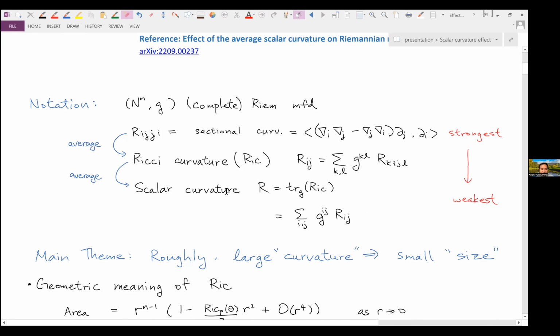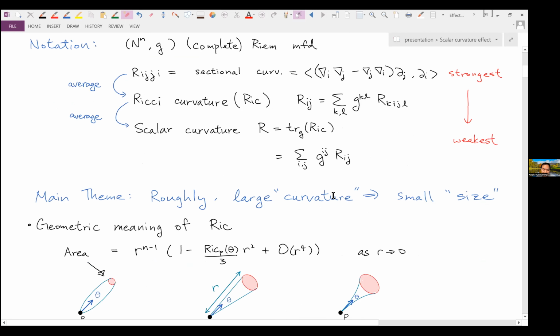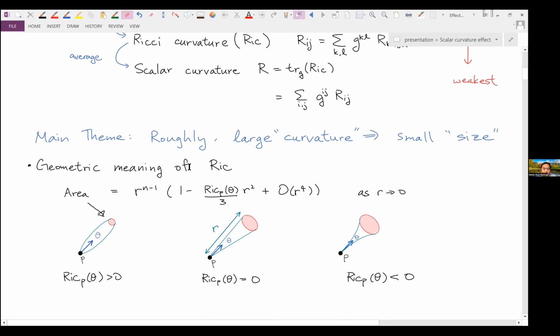All right. So the main theme of this talk is, roughly speaking, just saying that when we have large curvature, then we will have some small size. But what does that mean by large curvature? Which curvature are we using, and what size are we referring to? Let me just briefly describe the geometric meaning of the Ricci curvature. That's not the only geometric meaning; there are several different interpretations, but this one seems to be more geometric.